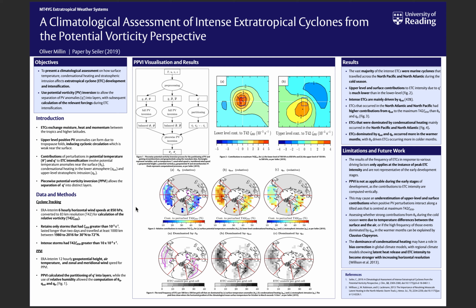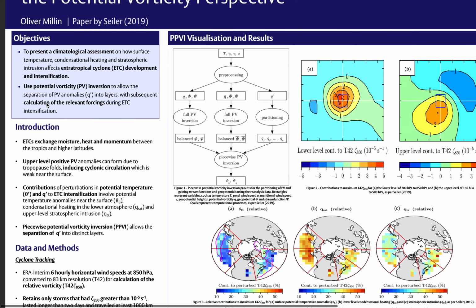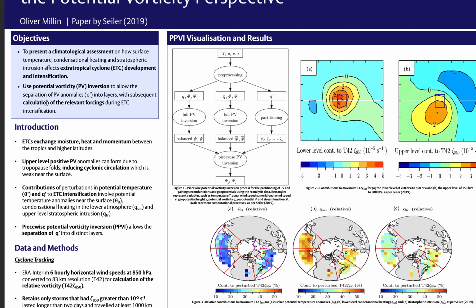In a climatological assessment of intense extratropical cyclones from the potential vorticity perspective, Seiler aimed to present a climatological assessment of how surface temperature, condensational heating, and stratospheric intrusion affect extratropical cyclone development and intensification. And this was done by using a potential vorticity inversion technique.